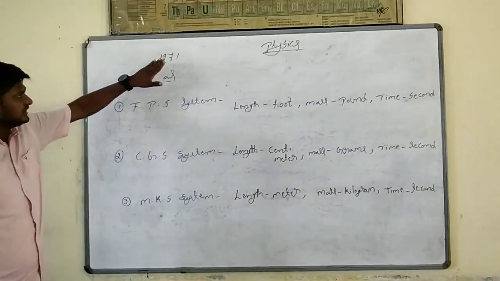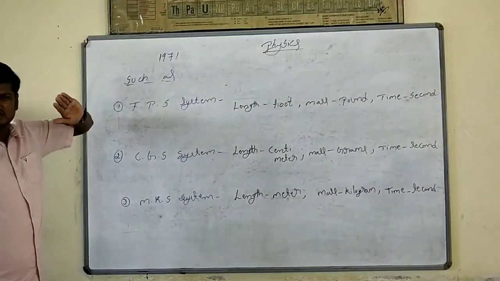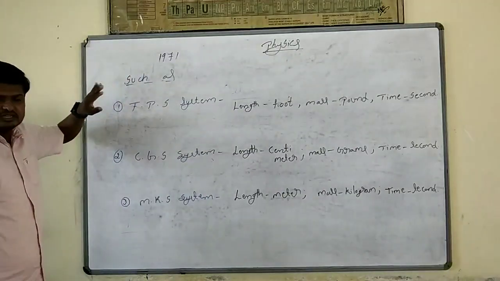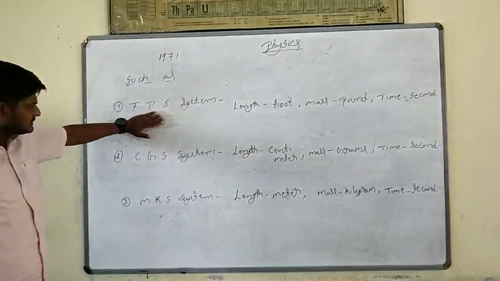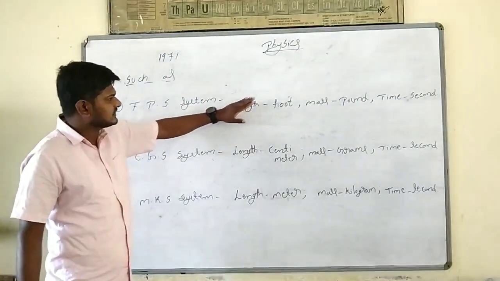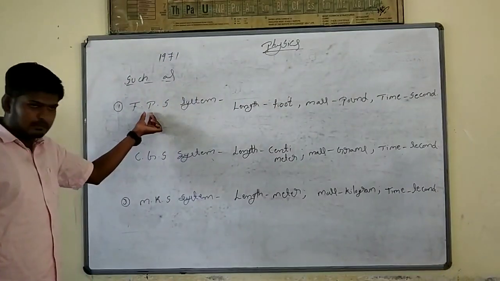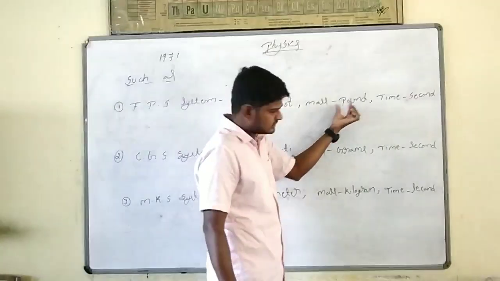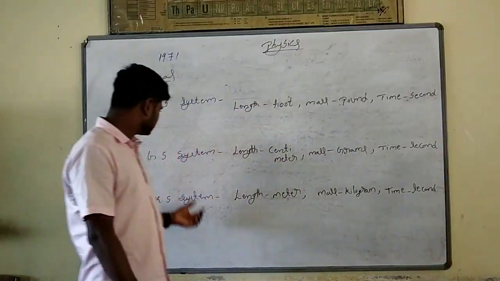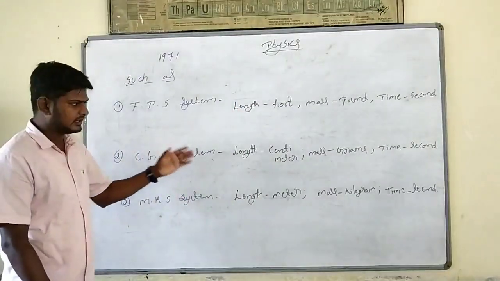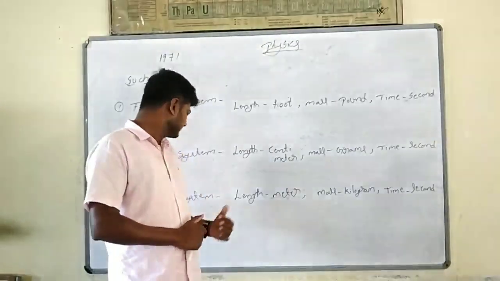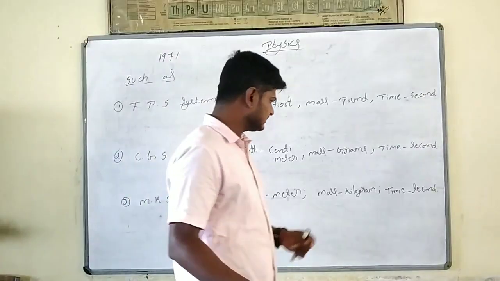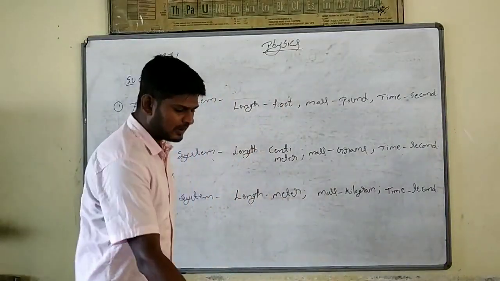Clear? Before 1971, different countries in the world had different systems of units. Among them, the first three are FPS, CGS and MKS. In the FPS system, F represents length measured in foot, P represents mass measured in pounds, and time is measured in seconds. In the CGS system, length is in centimeter, mass in gram, time in seconds. In the MKS system, length is in meter, mass in kilogram, and time in seconds. These are the three systems of units.